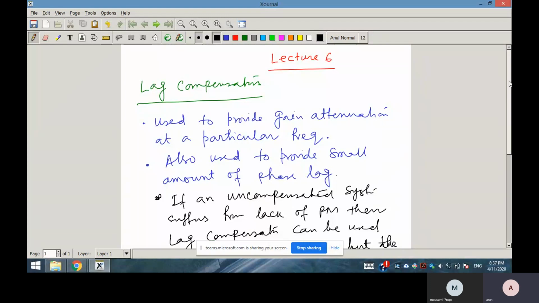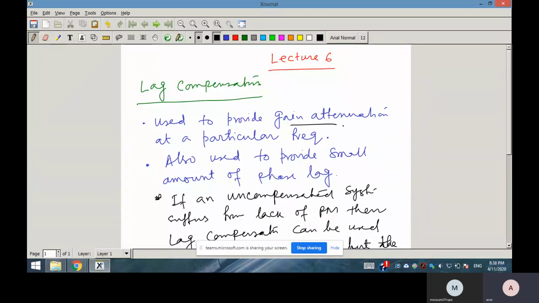Again and again I am saying, a lead compensator provides phase margin by shifting the phase curve, by increasing the gain cross frequency, so that the phase margin can be met. That means it is making the system fast. But a lag compensator will make the system slow. How will it make it slow? It will lower down the gain curve so that the phase margin is achieved. So this is the philosophical difference between a lag compensator and a lead compensator.